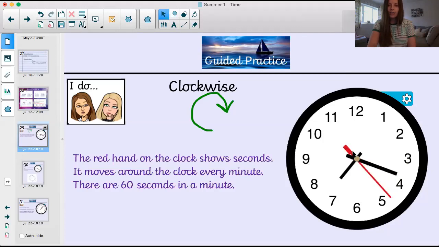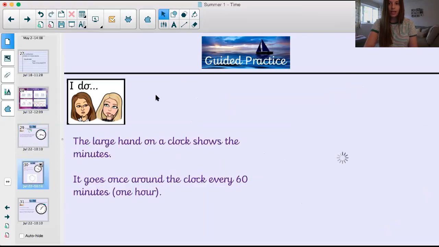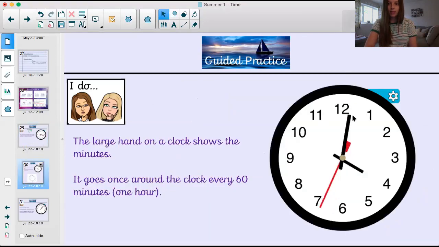Okay, so you can see this red hand here. This is showing the seconds. Now, not every clock has one of these, but this hand moves around the clock once a minute. So there are 60 seconds in every minute. The next hand we're going to be looking at is the minute hand. On every clock, you will have a minute hand, which is the long one, and an hour hand, which is the short one. The large hand shows the minutes, and it goes around the clock every 60 minutes. So as it goes around once, that is 1 hour. So 60 minutes is equal to an hour.